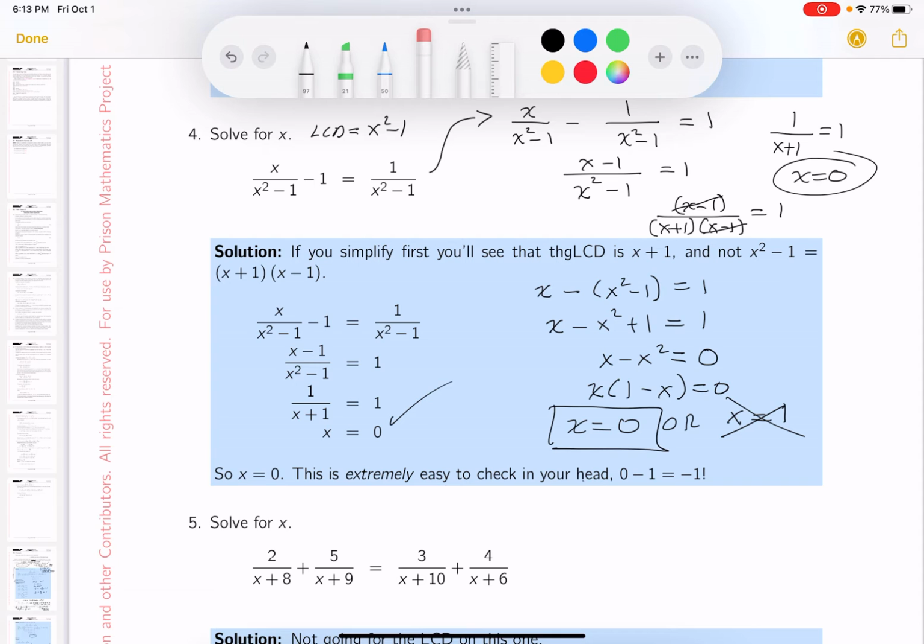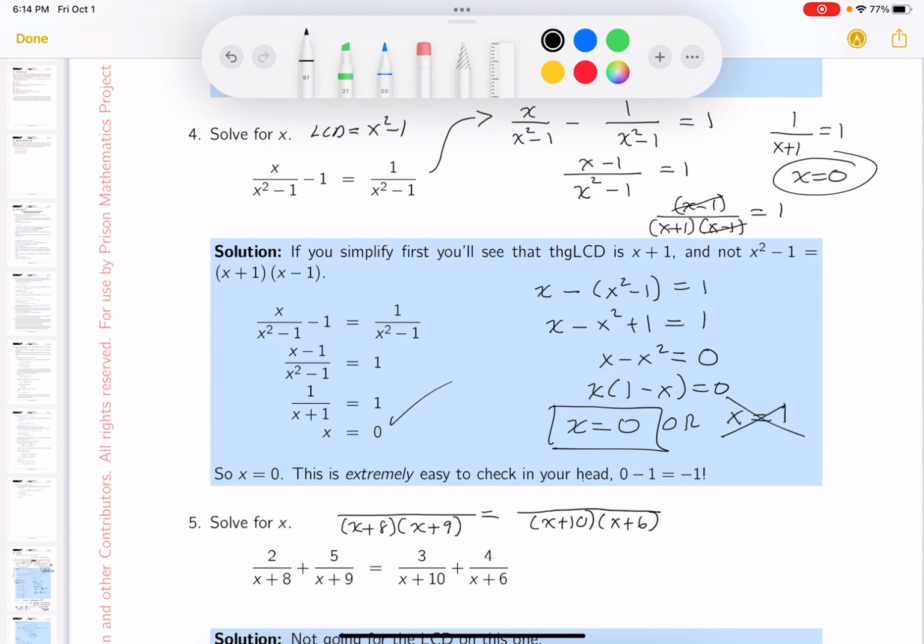I'm going to actually take each side separately and add them together. I'm going to do that one step at a time. Let me put the bar down. You would get x plus 8. I'm adding these two rational expressions together. x plus 9. Again, we're hoping you're getting a little bit faster at this. This will be x plus 10. And this will be x plus 6.